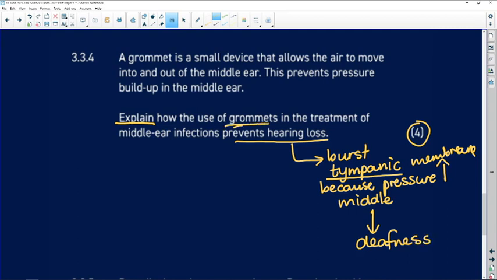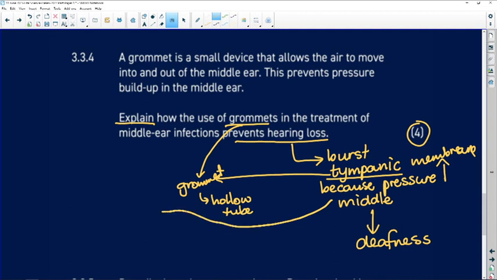The grommet, on the other hand, is inserted into the tympanic membrane, and the grommet is like a little hollow tube, and so the liquid inside the middle ear can drain out, and that's going to be effective in preventing the bursting of the tympanic membrane. So that's quite a lot of explanation that you have to give in order to get your 4 marks.